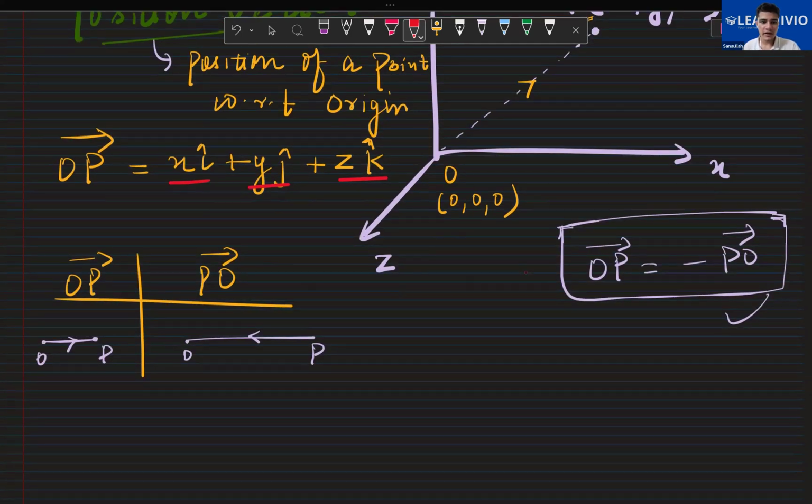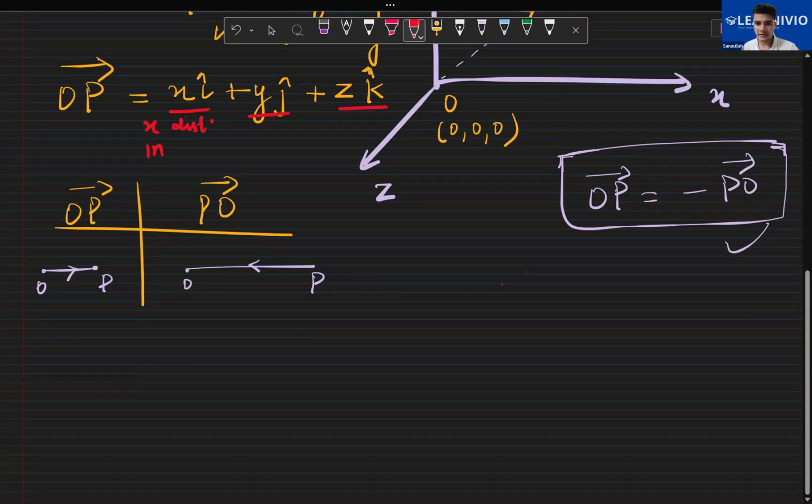So what do you mean by this x i cap? Can anyone tell me? When I wrote x i cap here, what did you understand from it? X is in the i direction. Yes, very good. That means we have moved x distance in i direction.